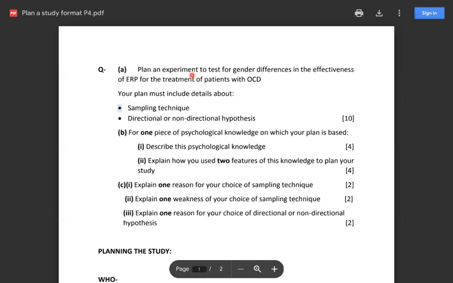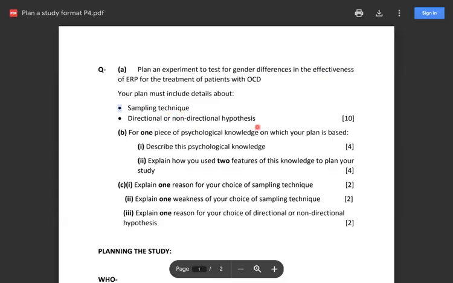So you have to design an experiment that's been given to you. You have to test for gender differences in the effectiveness of ERP for the treatment of patients with OCD. That's something that you have to include. That's the aim of the study. And you must include details of a sampling technique and a directional or non-directional hypothesis.